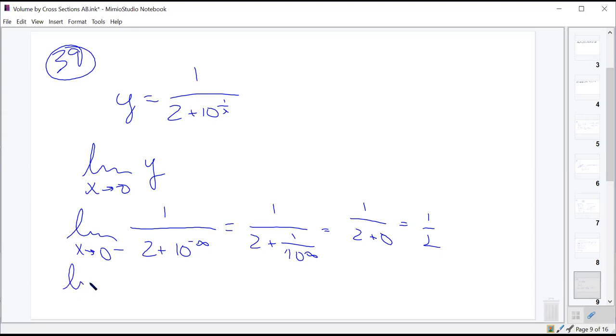But if we look at it from the right, then that becomes 1 over a positive.